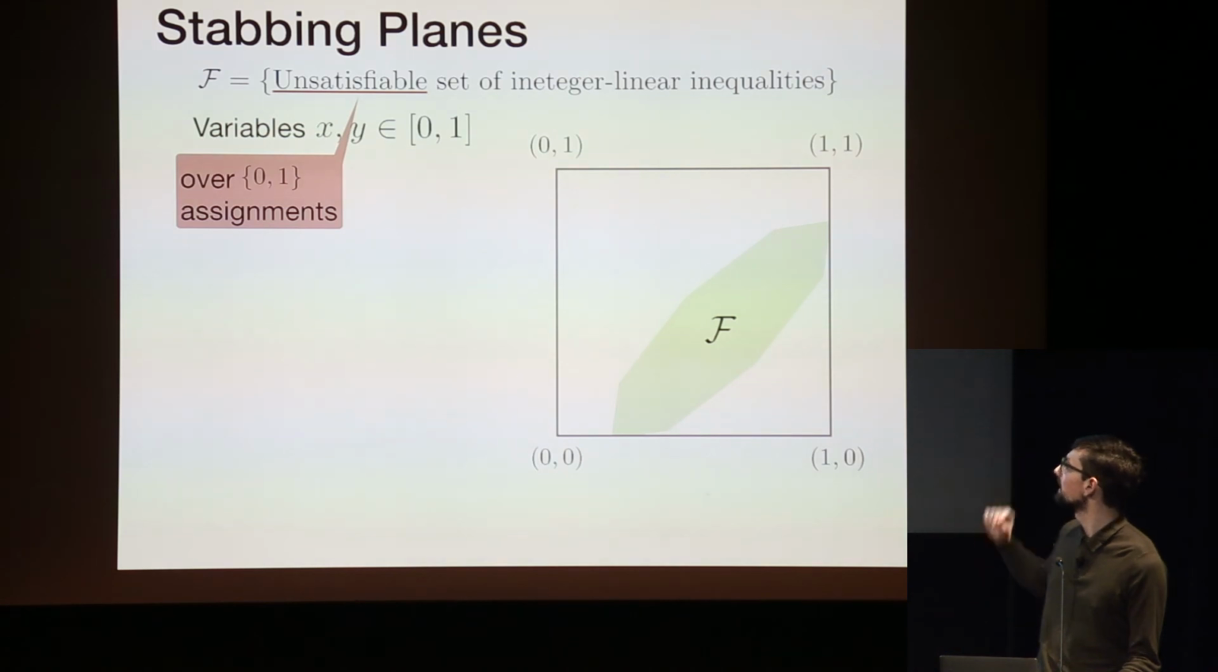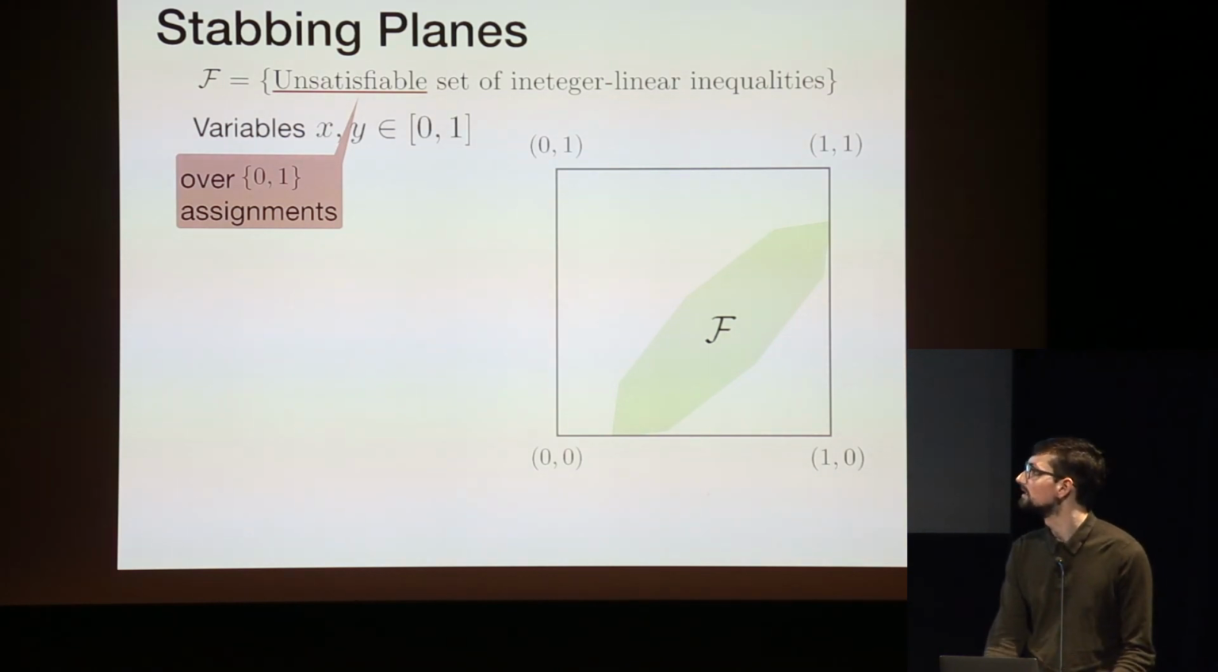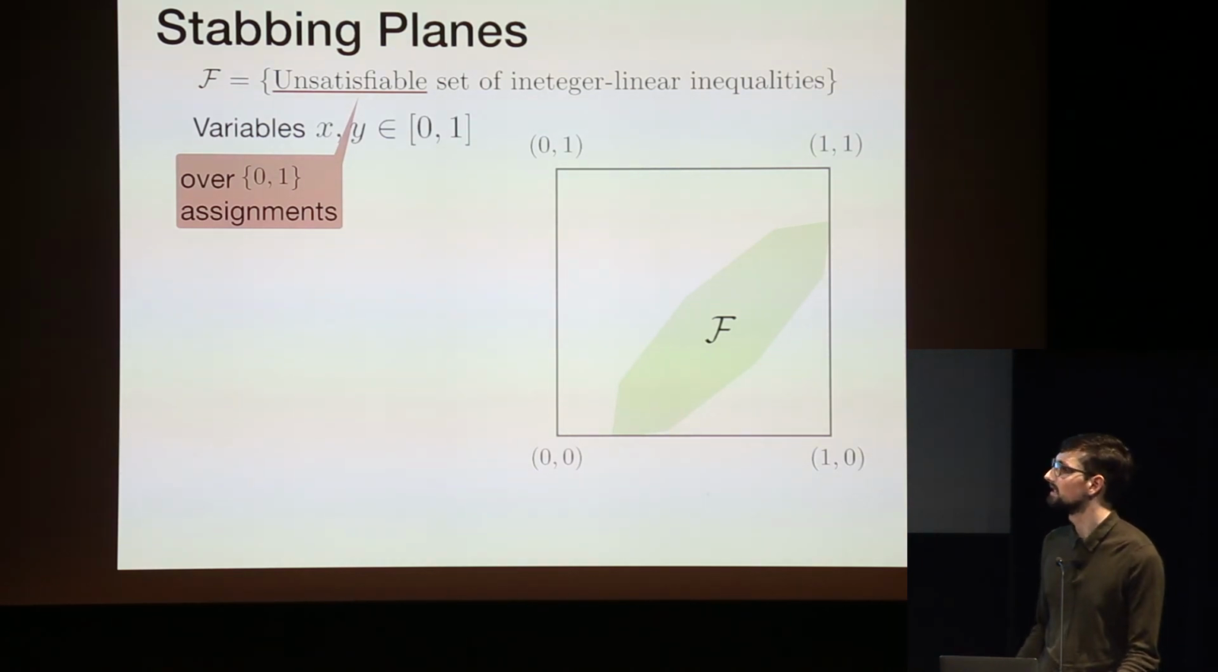And the black square represents the two-dimensional Boolean cube. And observe that the polytope doesn't touch any of the vertices, so it doesn't have any Boolean solutions to it. Okay, so similar to how DPLL is allowed to branch on an arbitrary variable, in stabbing planes you're allowed to pick an arbitrary integer linear inequality and branch on its truth value.